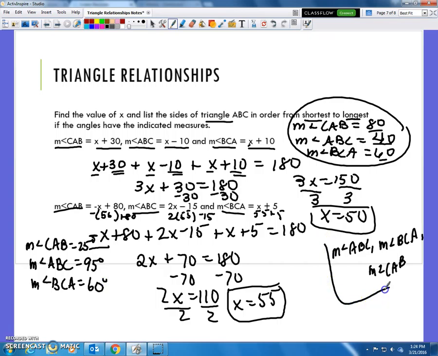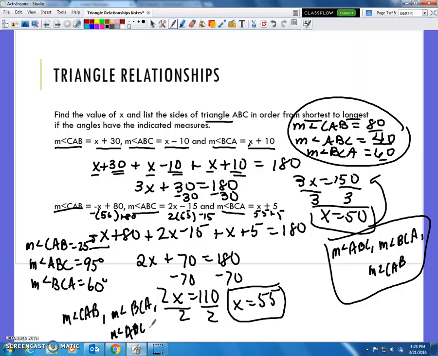I just need to make sure that I answer the question. That was for the last one up here. Okay, so I'm going to say, in order from smallest to largest would be measure angle CAB, measure angle BCA, and then finally measure angle ABC. All right. So make sure we're answering the question there.